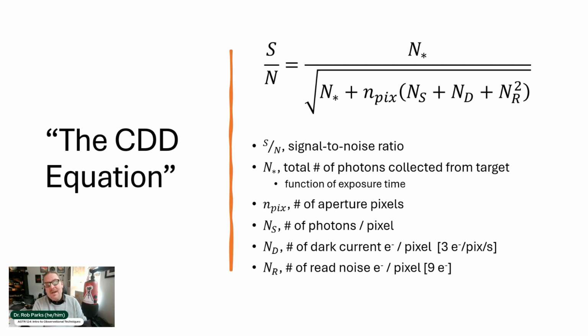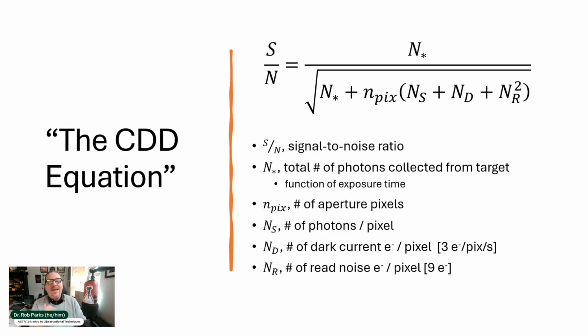At that point, you cannot tell the difference between what is astrophysical and what is just noise, error essentially. So signal to noise is very closely related to error. The higher the signal to noise, the smaller your error bars are going to be, the more confident you can be in the measurements that you take using the camera.